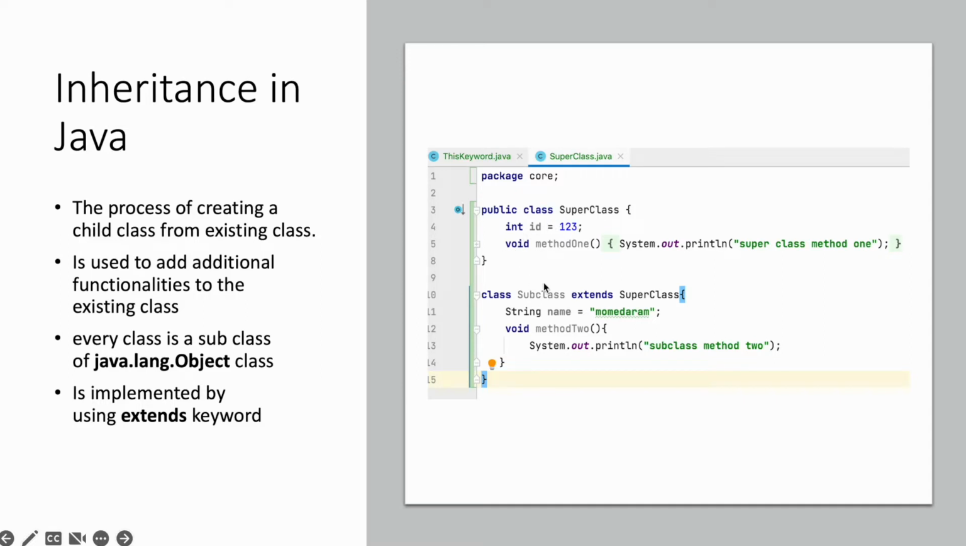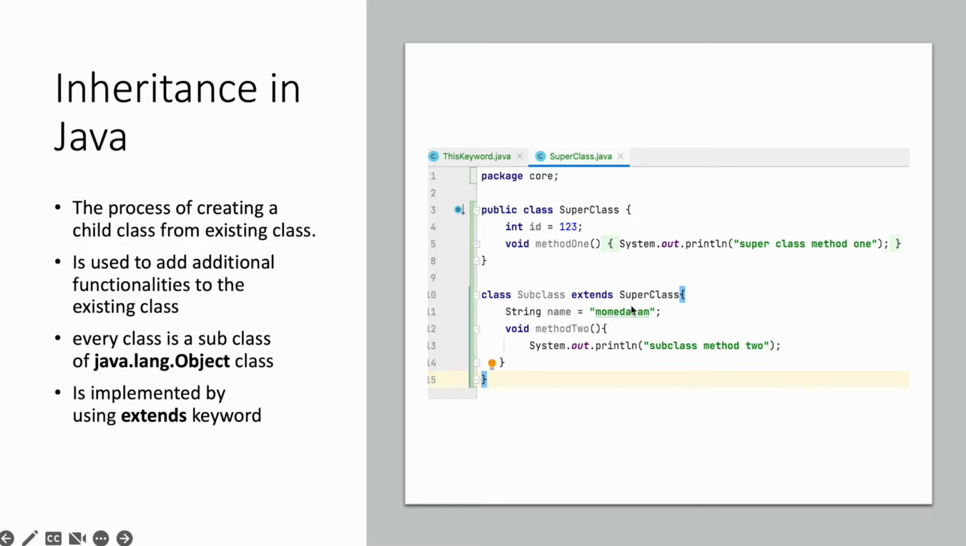How do we achieve inheritance in Java? By using the extends keyword. Here we have a superclass with two properties: int id and method1. We have created a subclass extending the superclass, and this subclass has two properties. Here we are extending the superclass through the subclass, which means the superclass's two properties are also available in the subclass.